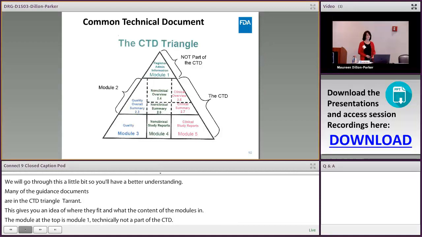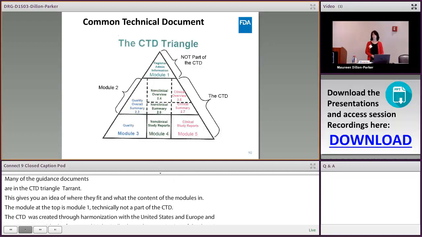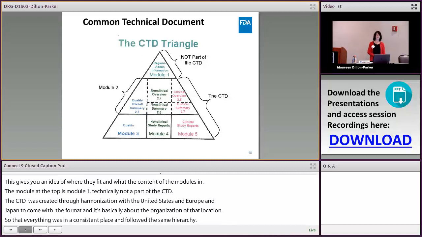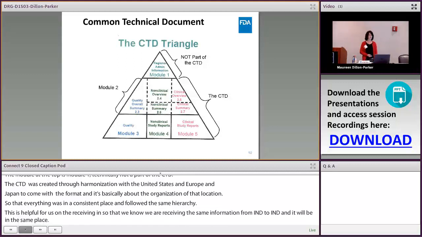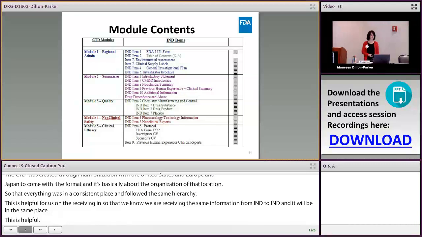It's about the organization of the application so that everything was in a consistent place and followed the same hierarchy for submission, which is really helpful for us even on the receiving end, because we always know where to look for the information from an IND to an IND. The information is going to be in the same place, so it's really helpful. But keep in mind that Module 1 is going to be a little different depending on where your application is submitted. And, of course, your content is going to be different depending on what type of drug you're developing.